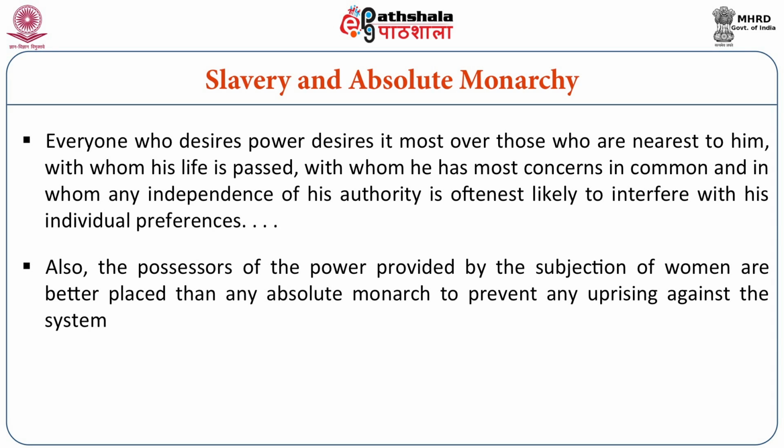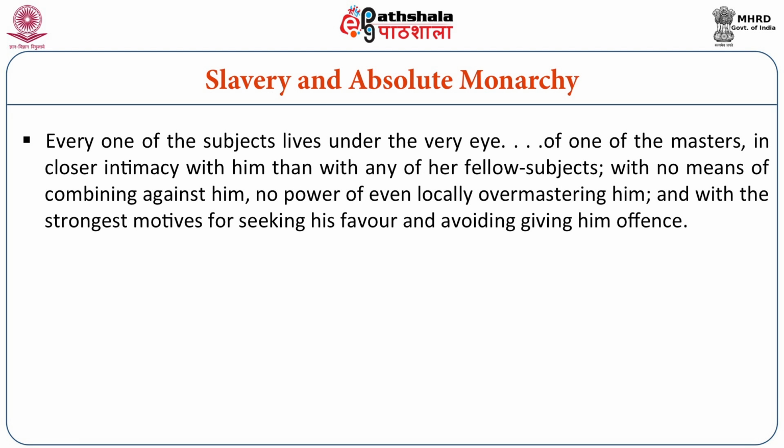Man wants to be absolute monarch and wants woman to be slave because he understands his worth. He understands the worth of the woman in his life. He is the possessor of the power provided by the subjection of women, better placed than any absolute monarch to prevent any uprising against the system. Every one of the subjects lives under the very eye of one of the masters, in closer intimacy with him than with any of her fellow subjects.